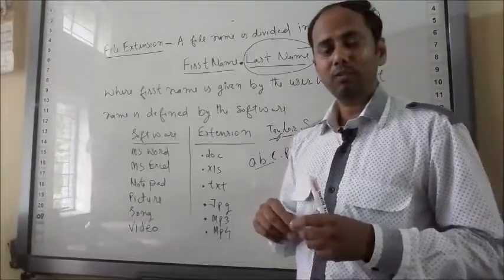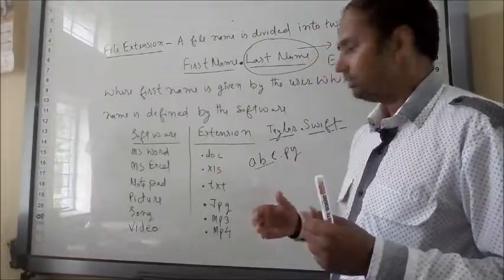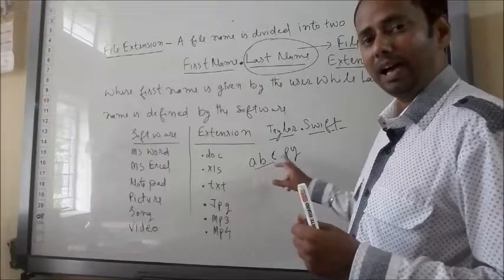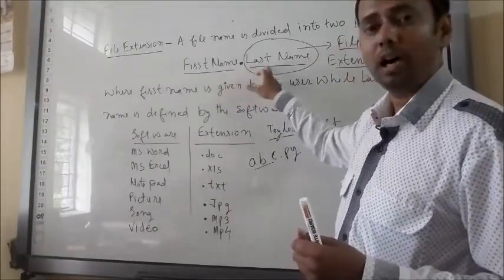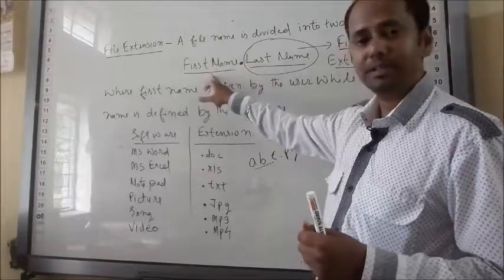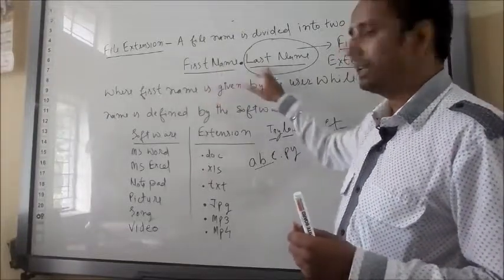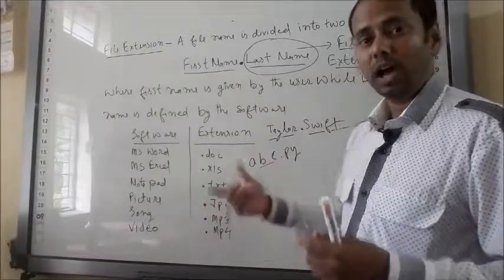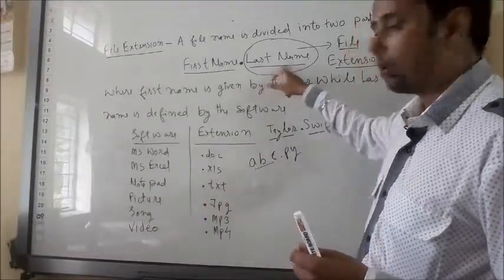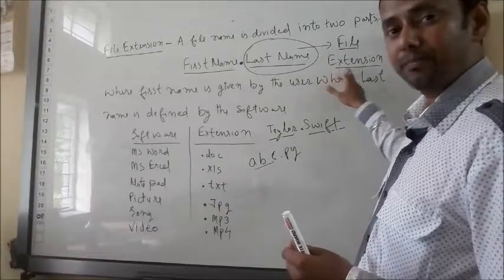When we talk about our file, it also has a first name and a last name. See here, first name dot last name. The first name is defined by the user. The second name defines the type of the file. Okay, so the last name of the file is called the file extension.